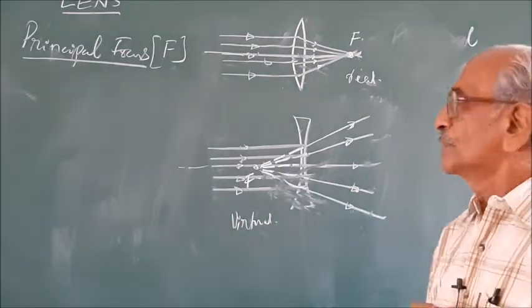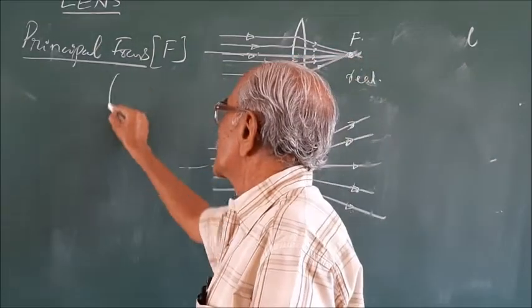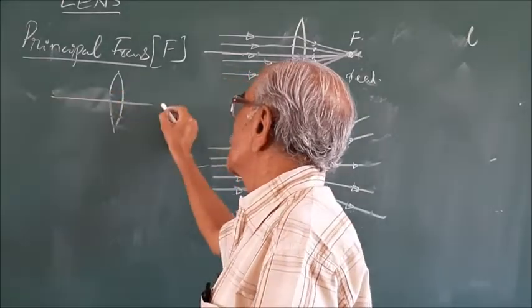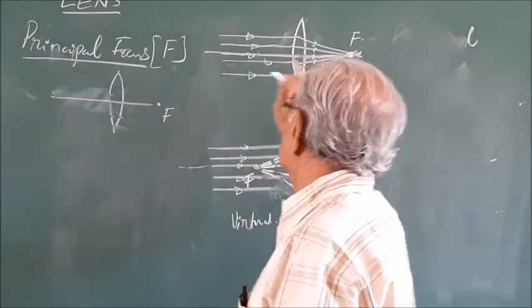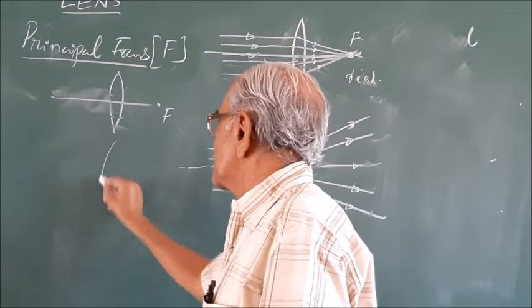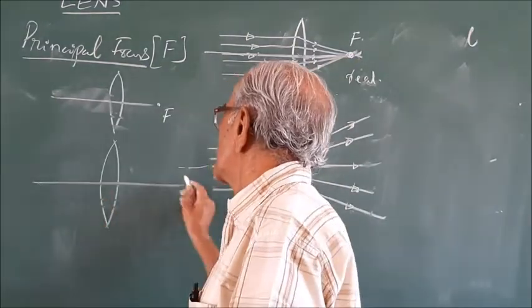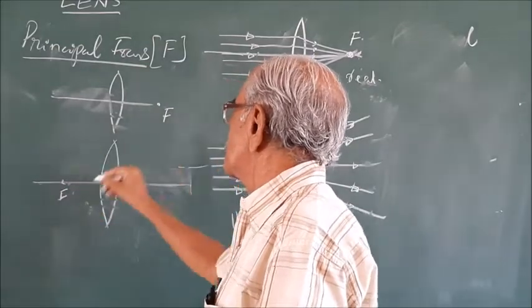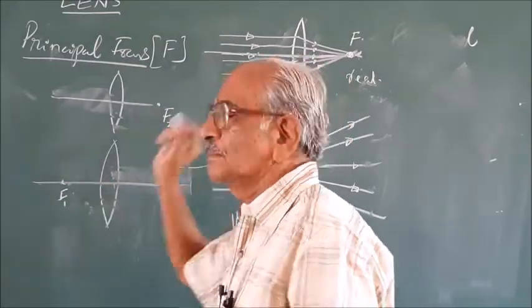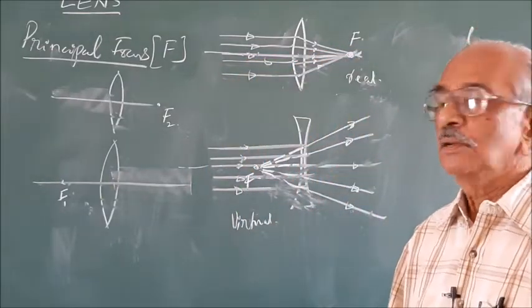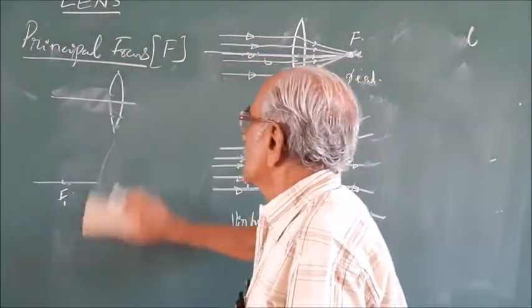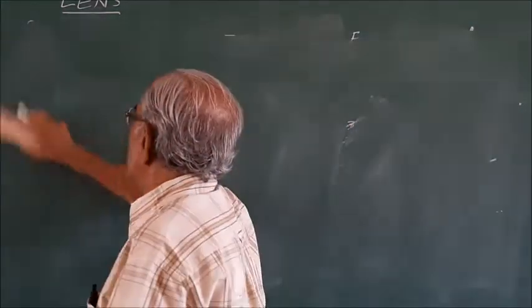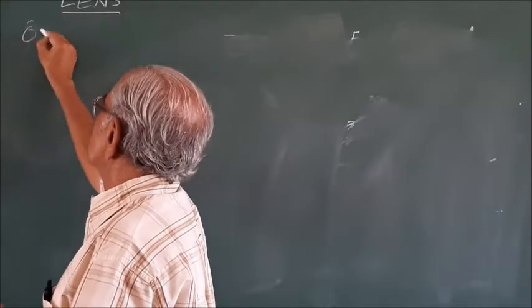Also note, if light comes like this, you have a focus like this. For the same lens, you have light going like this, let's suppose, and you have a focus here. So you have a focal point, one on either side, at equal distance from the center. Now then, you have the concept of optic center.